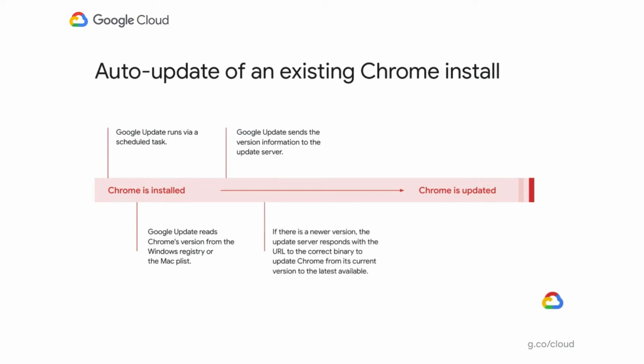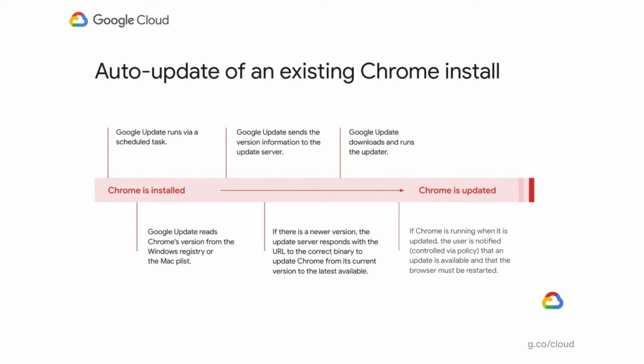If a newer version of Chrome is available, the update server sends over the URL for the correct binary to update Chrome from its current version to the latest available. Then, Google Update downloads and runs the updater. If Chrome is running when it's updated, the user is notified that an update is available and the browser needs a restart. You can control this behavior via policy, which we'll discuss later.